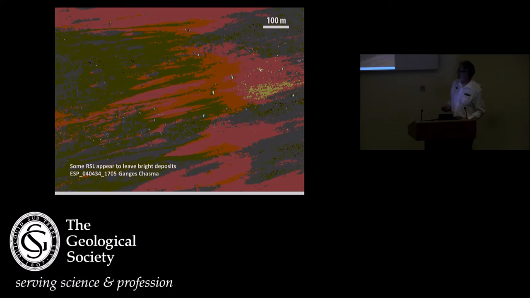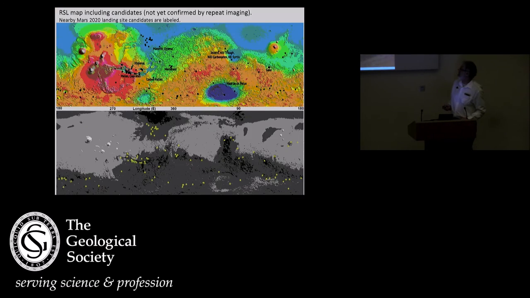This is Ganges Chasm. So here's a global map of RSL, including candidates. Some of these are poor candidates, such as Gale Crater. We don't really believe those, but I just mapped all of these. And this was for a landing site workshop, so I listed the candidate landing sites that are nearby here.